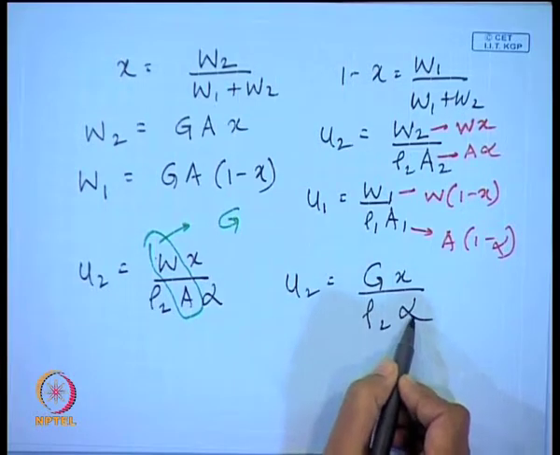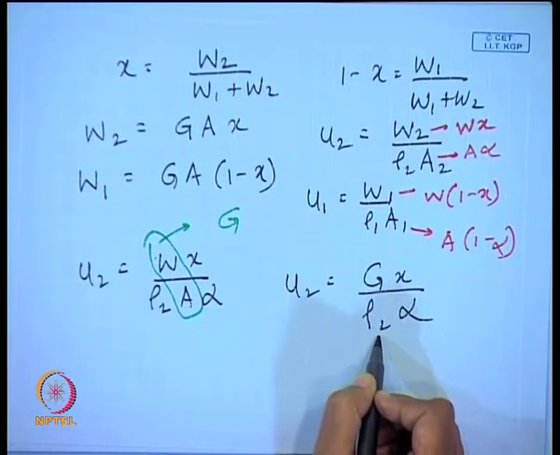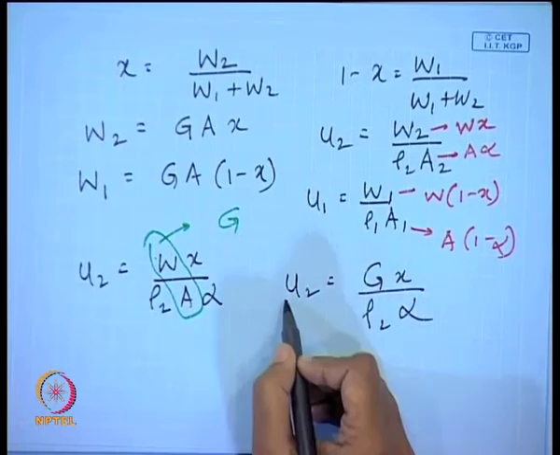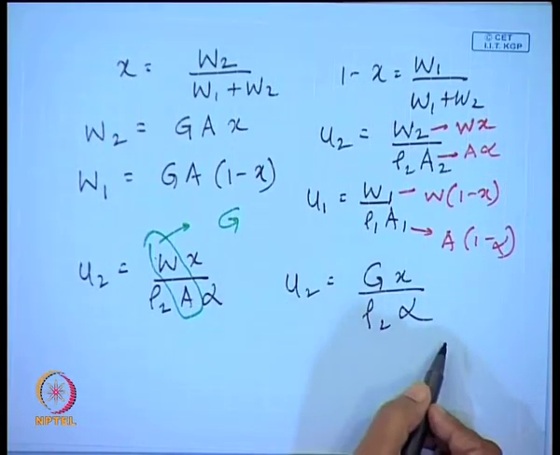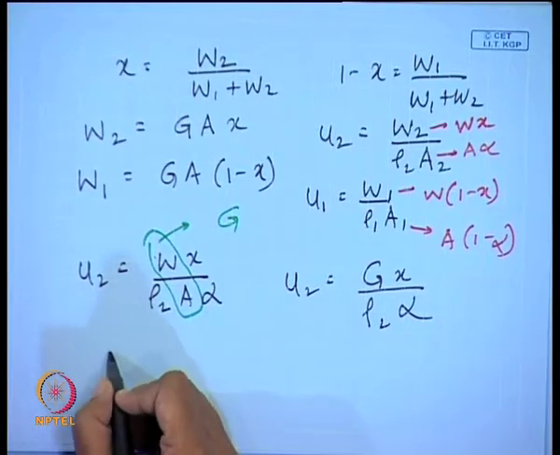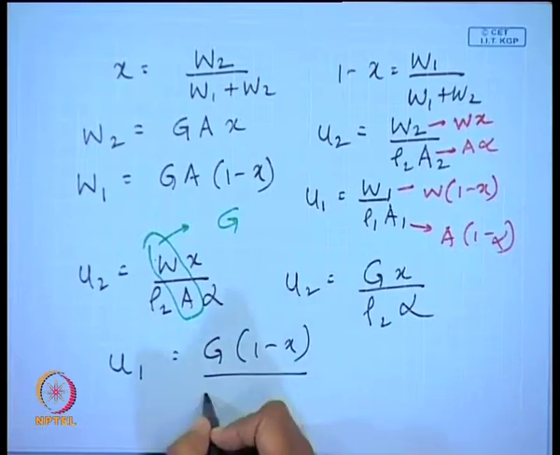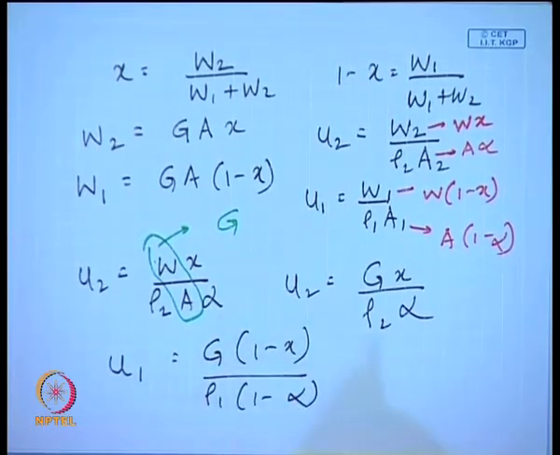So, this shows that X is an input parameter, G you already know if you know the total mass flow rate and the total cross sectional area, rho 2 is a measurable parameter. So, if you measure alpha you can find out U2, if you measure U2 you can find out alpha. So, among the variables on which you have no control you can find out a relationship. Same way for U1 you can write down, this will be G into 1 minus X by rho 1 into 1 minus alpha. This can very well be written down, agreed?